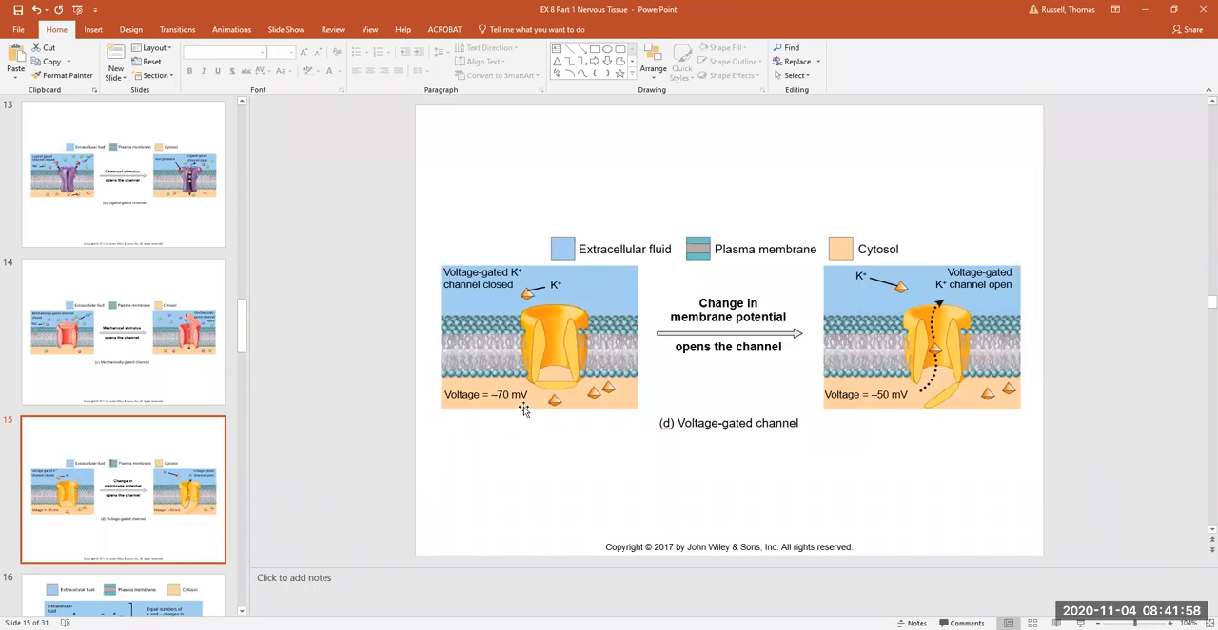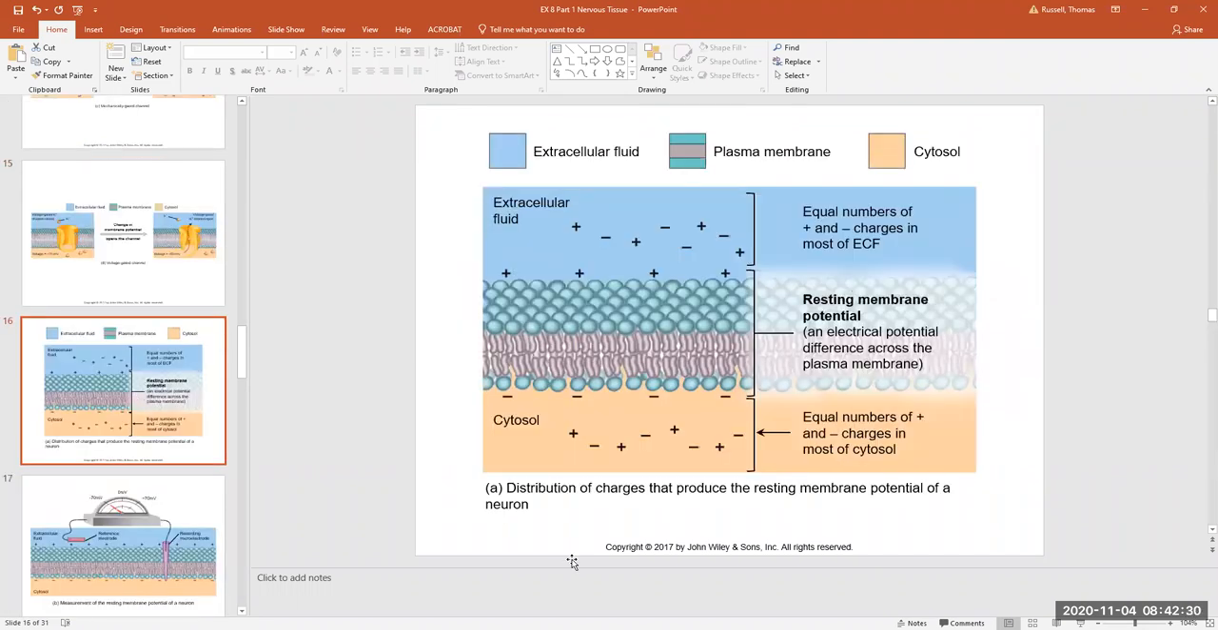If the voltage changes from what we are representing here as a minus 70 millivolts, and that number becomes more positive to a minus 50 millivolts, the gate opens and potassium can move out of the cell. So a minus 50 is more positive than a minus 70. Hopefully you guys know that. I'm about to teach you some of this in a second. In fact, let's get into potentials right now. I could tell you what these millivolts and all are.